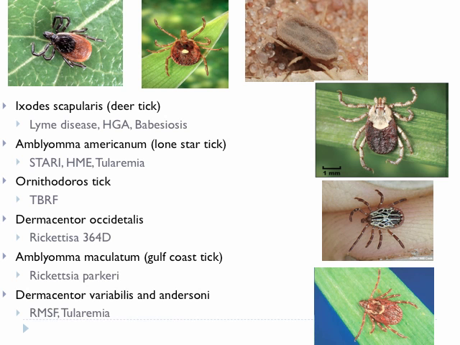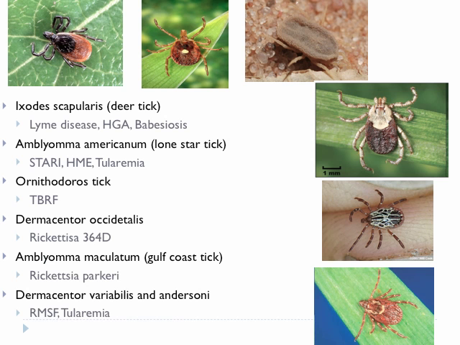The Ixodes scapularis has the characteristic inferior part being brown. The Lone Star tick has the characteristic yellow to white dot in the mid-center. And the Lone Star tick transmits STARI, or southern tick-associated rash illness, human monocytic ehrlichiosis, and tularemia.